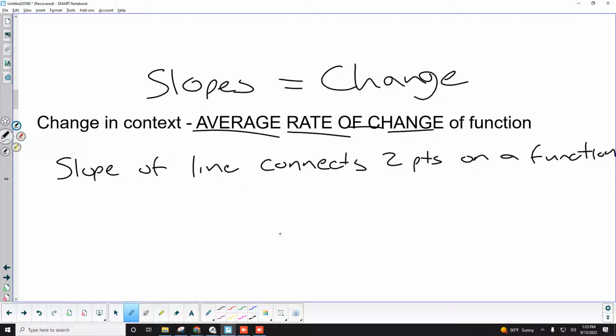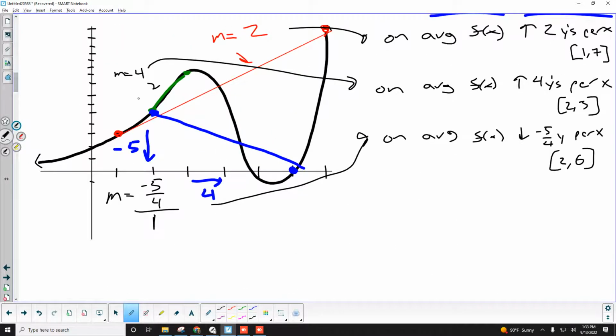Okay? So we are just finding the slope of the line that's connecting 2 points on the function. Even though you might see the line goes through 3 points, we don't care. We're talking about these 2 distinct points. The slope of this line being 5/4 is telling us an average rate of change.